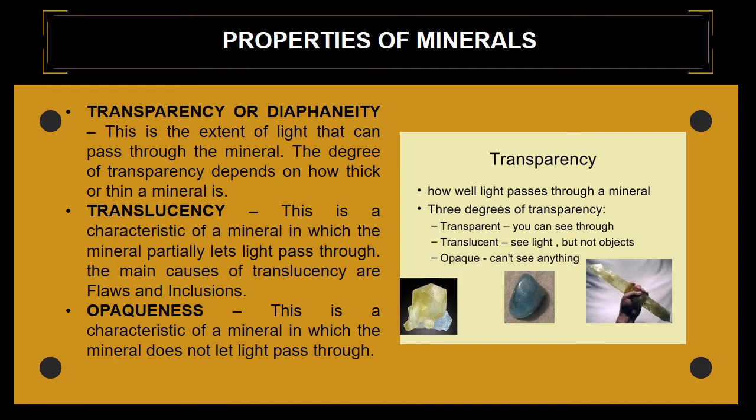So, transparency or diaphanity. This is the extent of light that can pass through the mineral. The degree of transparency depends on how thick or thin a mineral is. So, what is transparency? This is the extent of light. Pero may word siya na transparency. Ibig sabihin, may connection sa transparent. So, yung transparent is you can see through. Based dito sa picture. Pero yung transparency, ibig sabihin, siya yung how well light passes through a mineral. So, ibig sabihin, siya yung degree.